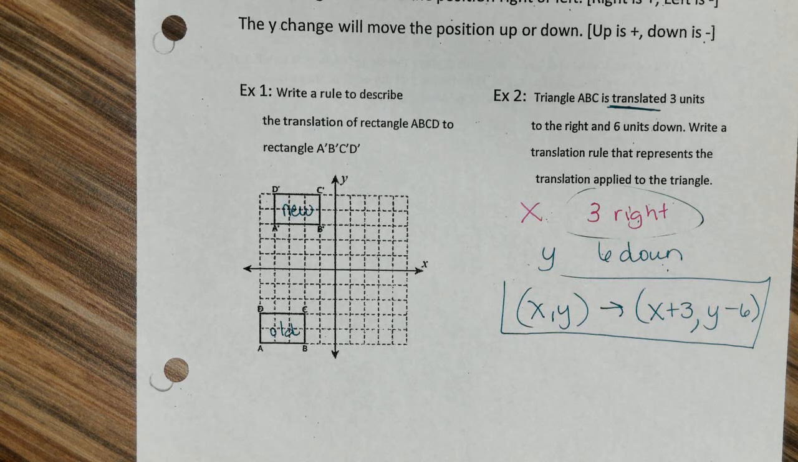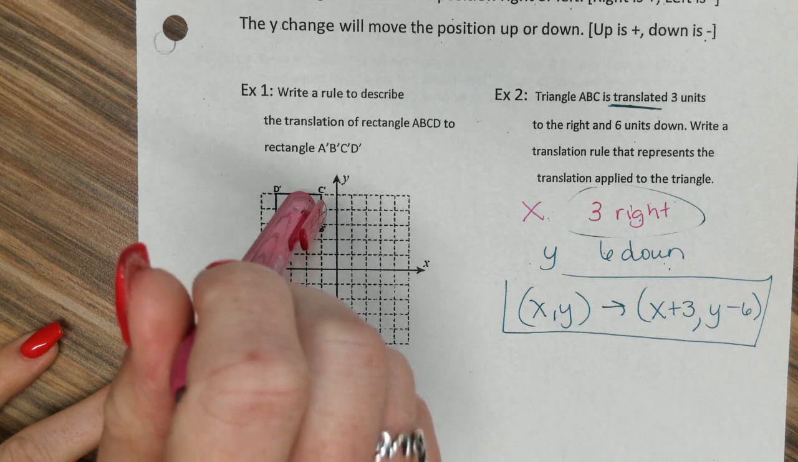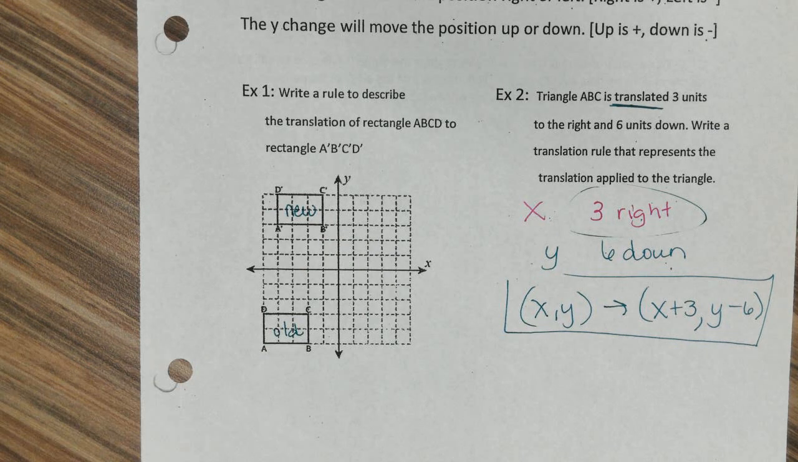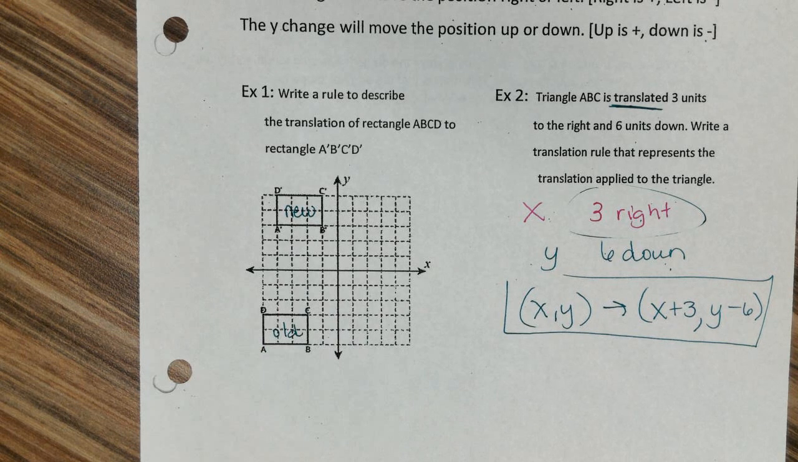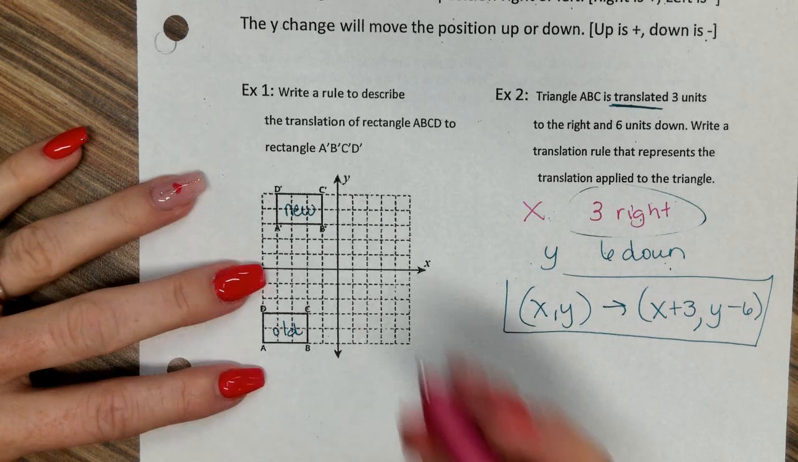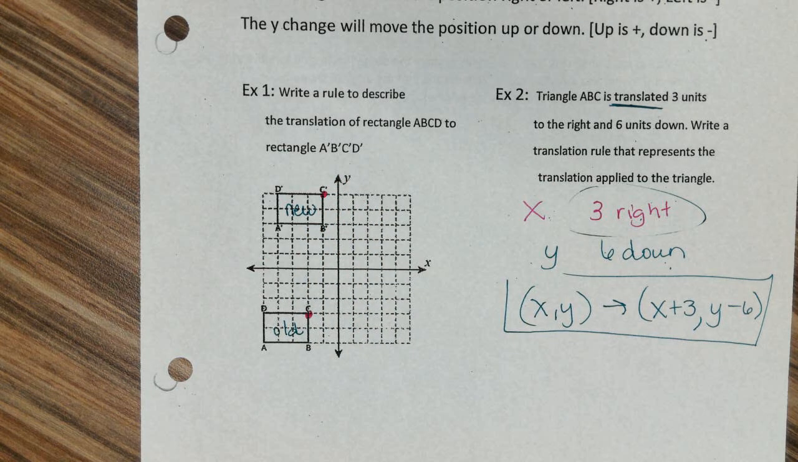So I need to know, how did they get from this shape to this shape? So all you have to do is count. Now, if you're going to pick point A, you have to go from A to A. If you're going to pick B, you have to go from B to B. And it doesn't matter which one you pick. You just have to pick the same for both. I'm going to use point C to point C. Put a dot on them.